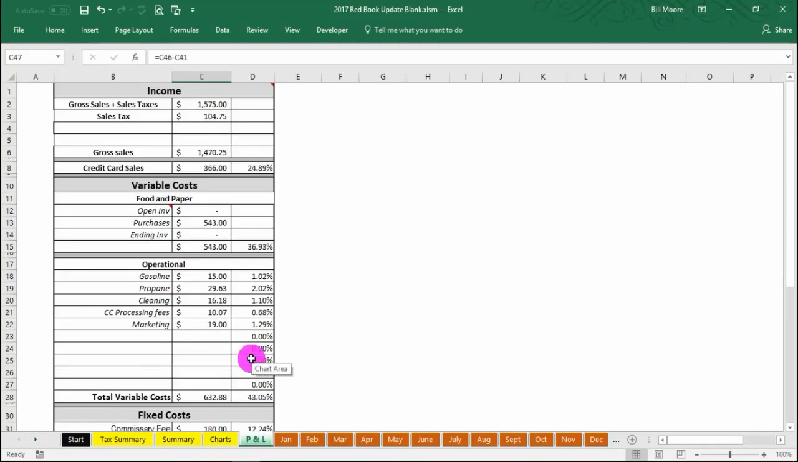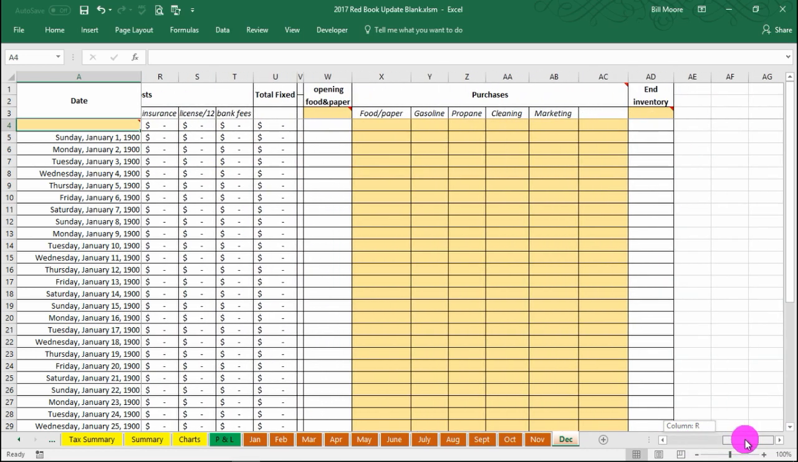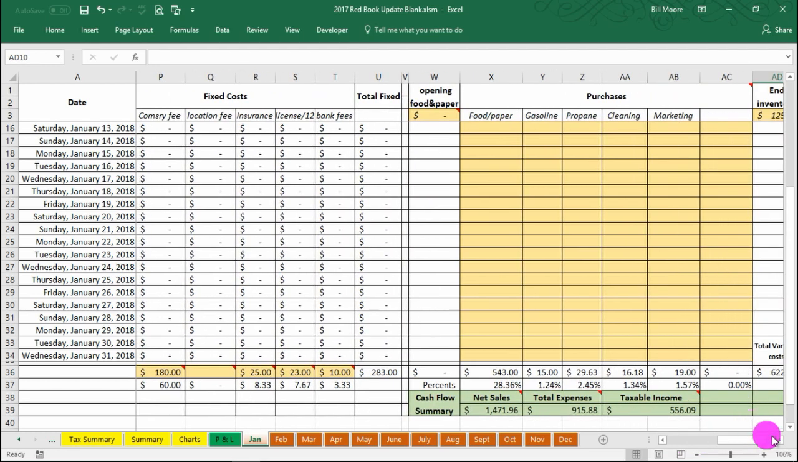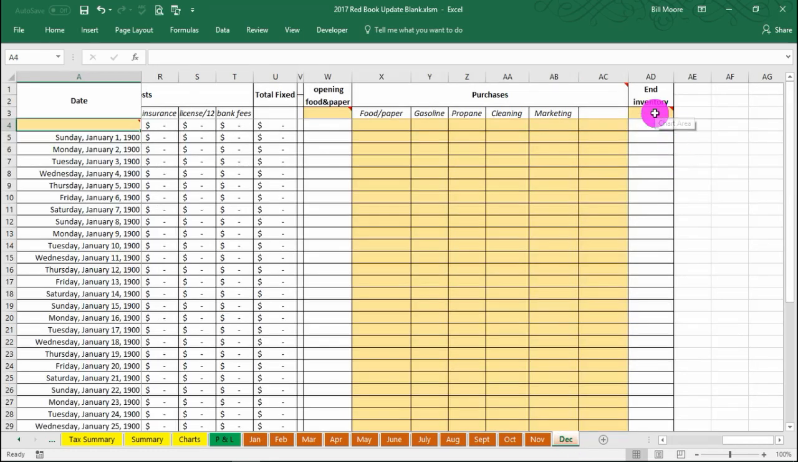Now, a profit and loss, as you can see, it has no opening inventory because I didn't have one. It has no ending inventory because this will be an annual profit and loss. It's looking for my December ending inventory. So if you're wanting to do this throughout the year, then just take your ending inventory, which is $125.50, and pop that in there.